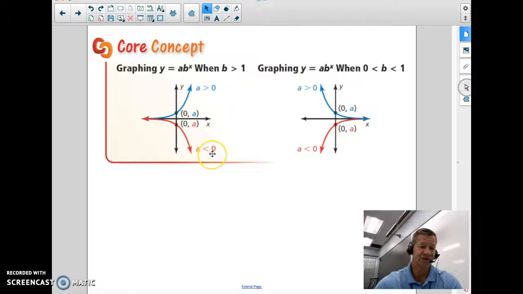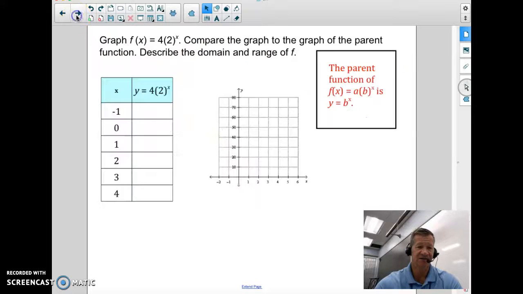Now, if a is smaller than 0, that means all the values are going to be negative instead. So it's going to do the same thing. It's going to approach the x-axis, but then it's going to go down very quickly. So if a is positive, it's going to be above the x-axis. If a is negative, it will be below. Let's look at a couple examples here.